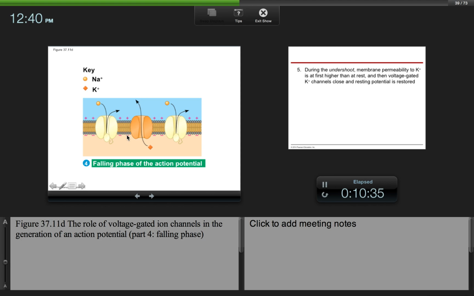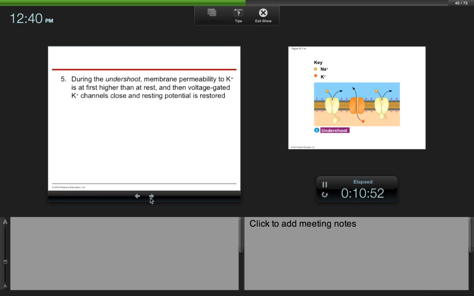That allows the cell to go back, and the membrane to go back to its resting potential, where the inside of the cell is more negative than the outside. Okay, so it maintains, or reestablishes rather, that resting potential. During the undershoot, membrane permeability to potassium is at first higher than at rest, and then voltage-gated potassium channels close and resting potential is restored.